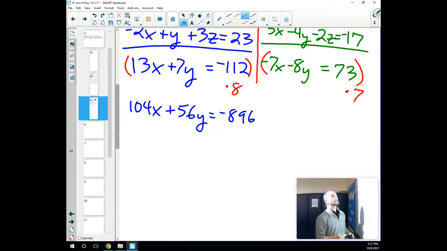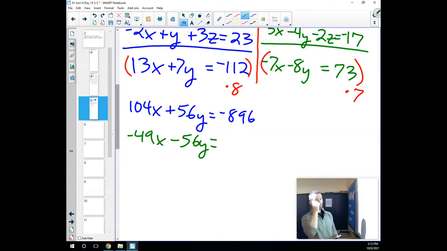Now we jump to our green, and let me see what happens. So it's just going to be negative 49x, negative 56y, equals 7 times 73, that's 490, and 21, that's 511. 73 times 7, 511, very good.